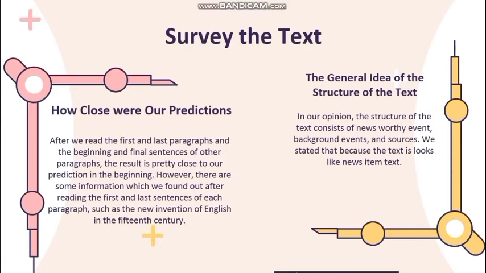And the next is the general idea of the structure of the text. After we read the text, we found some clues of the type of the text, and it looks like a news item text. And in our opinion, the structure of the text consists of newsworthy event, background event, and sources. We stated that because the text looks like a news item text, and of course the text uses the pattern. Sorry, the pattern is simple past tense. So we conclude that the text belongs to news item text.